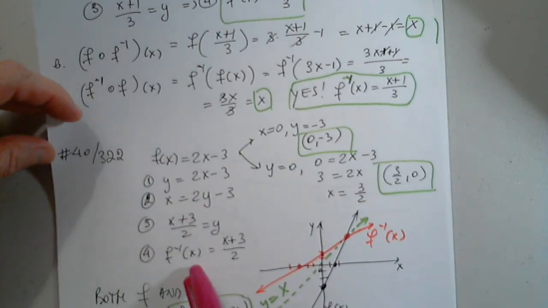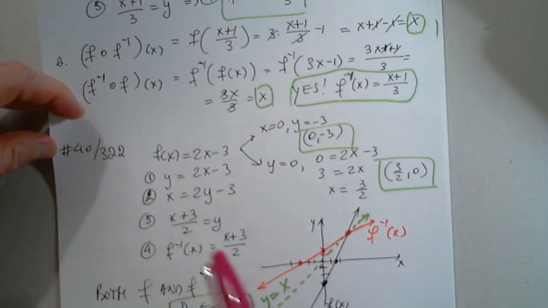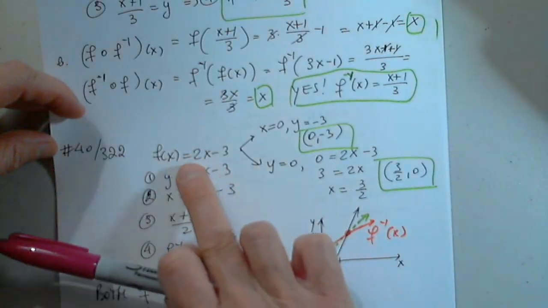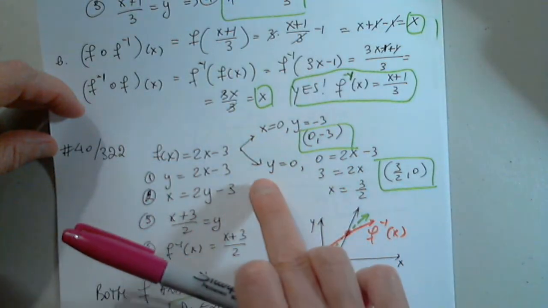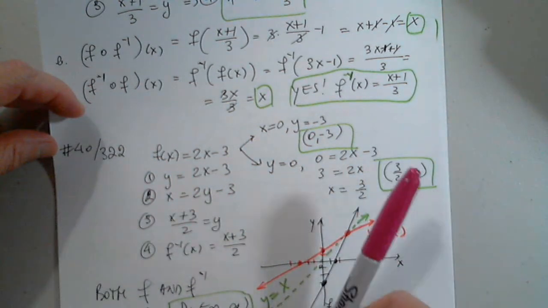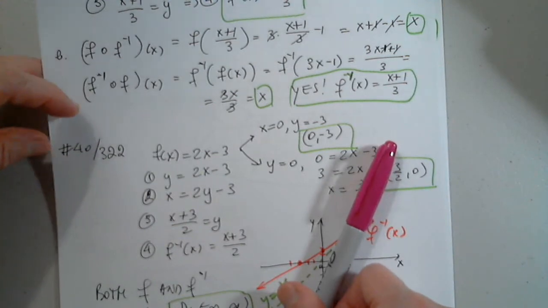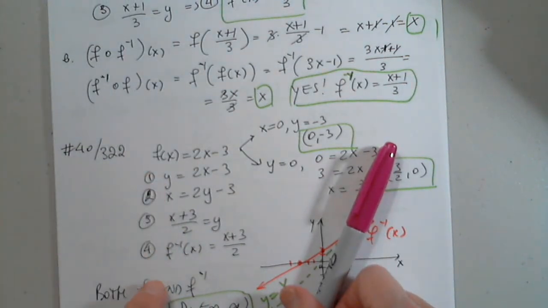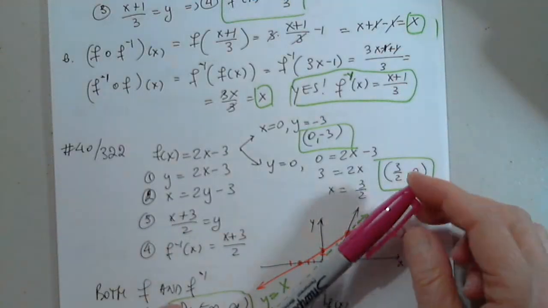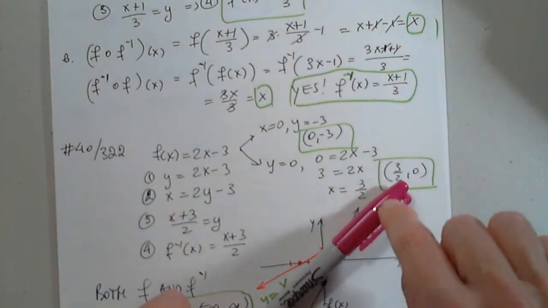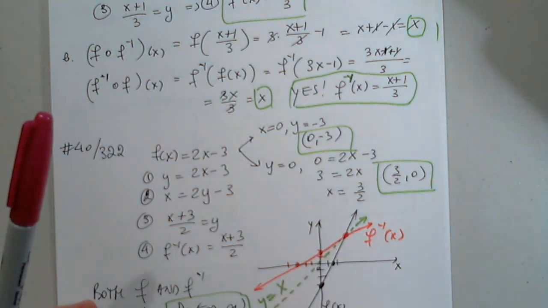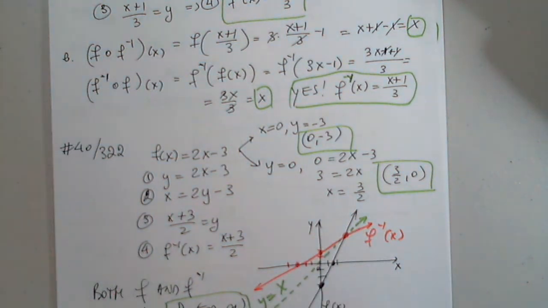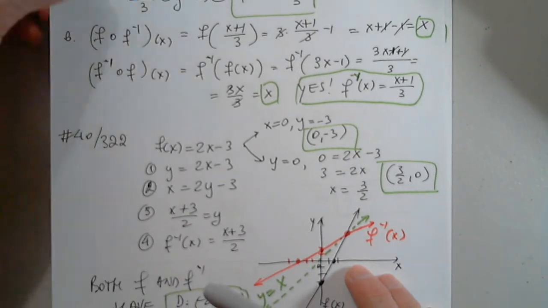Here, the same process. I determine the inverse function the same way, and I graph 2 points for this linear function, 0, negative 3, and 3 halves, 0. When x is 0, I determine y. When y is 0, I determine x, and I get this graph. Every time we graph both the function and the inverse on the same coordinate system, we also have to graph y equals x. Why? Because these two functions are symmetric with respect to this line. So that is very important.